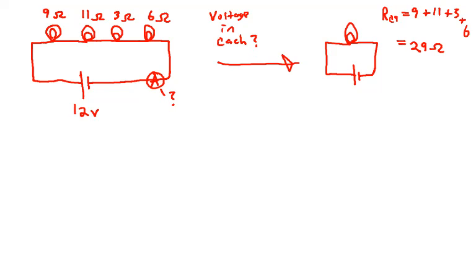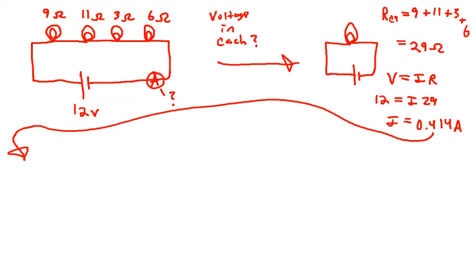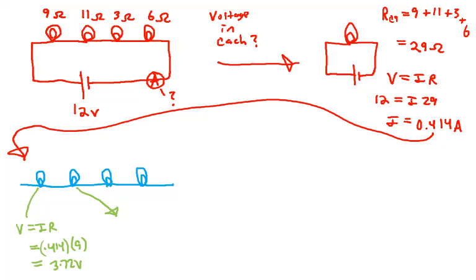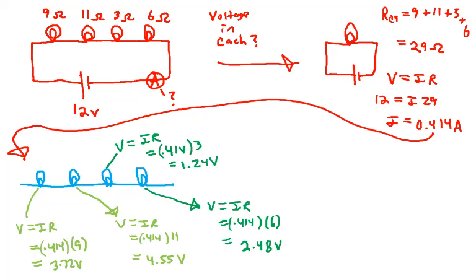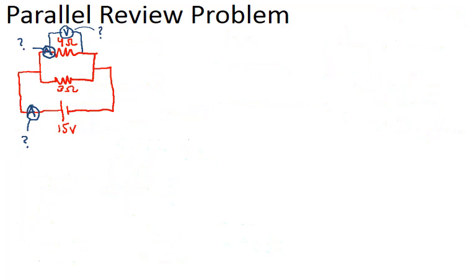Okay, so we bring them all together, 29 ohms. We can get the current, which is 0.414 amps. And when we break it apart here, 3.72 volts, 4.55 volts, 1.24 volts, and 2.48 volts. Because remember, in series, the current stays the same. And so we can figure out how much voltage is used. All right, so let's go ahead and practice this one now.